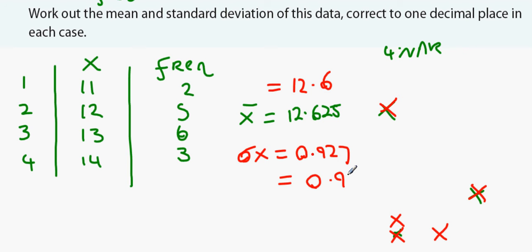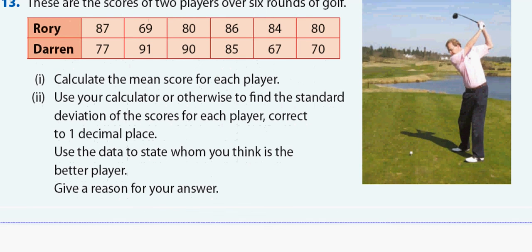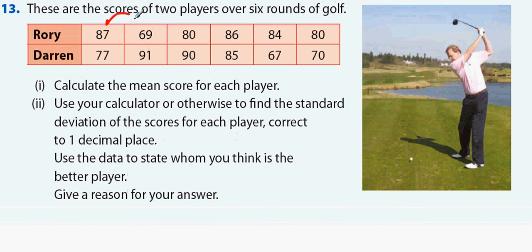Now, the final question of the exercise: there are scores of 2 players over 6 rounds of golf. Calculate the mean score for each player. So what we can do is we'll just do both of them separately. Once again, you'll just go in and do a standard calculation for the mean of Rory on its own, and then do Darren on his own.